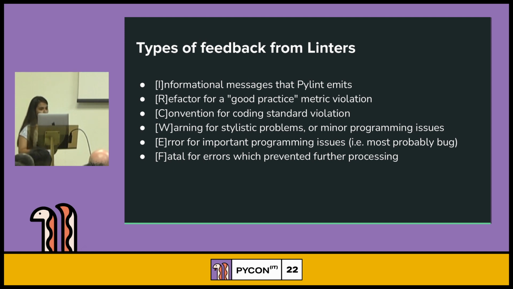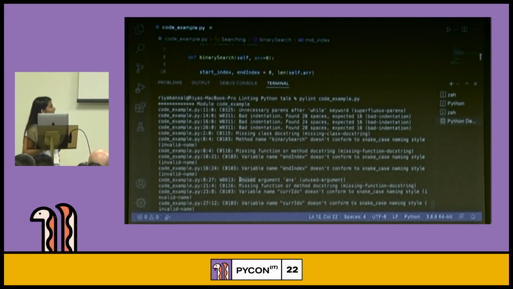So we have information whenever there's an information message that Pylint emits. R is for refactoring, C is for a simple coding convention that we follow. W is a warning for stylistic problems. E is an error for important programming issues, and F is a fatal error that the code has. And then after that, the third column over here is basically a short description that is there about your code.